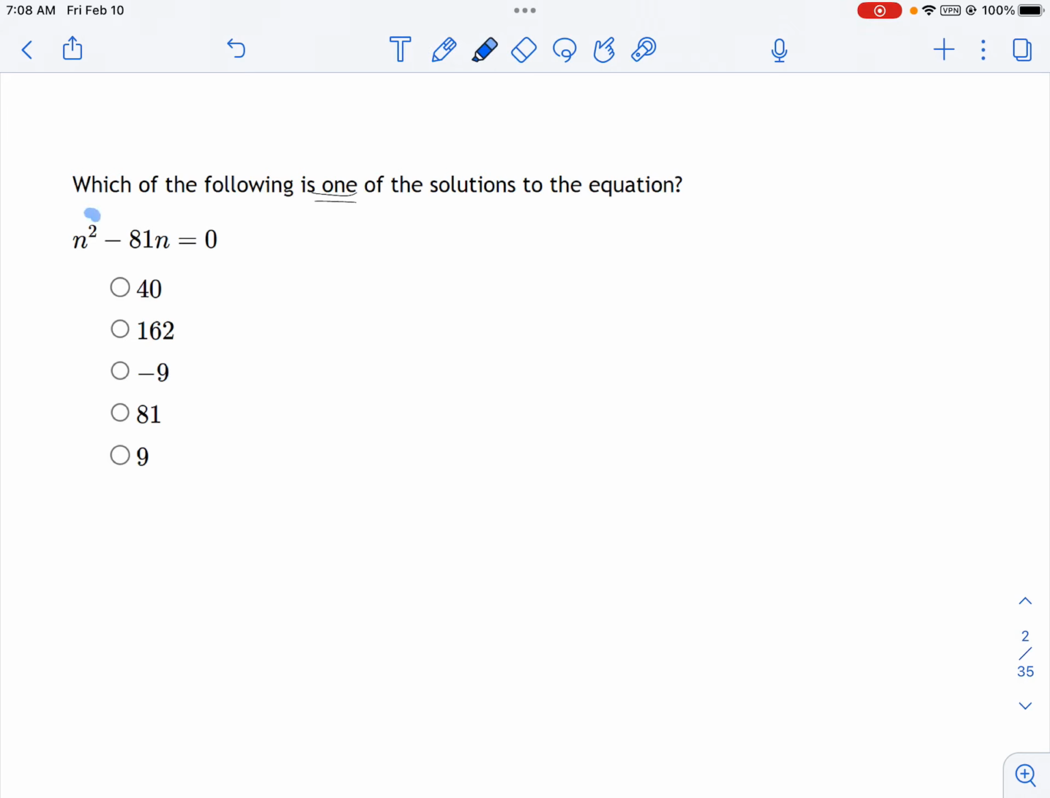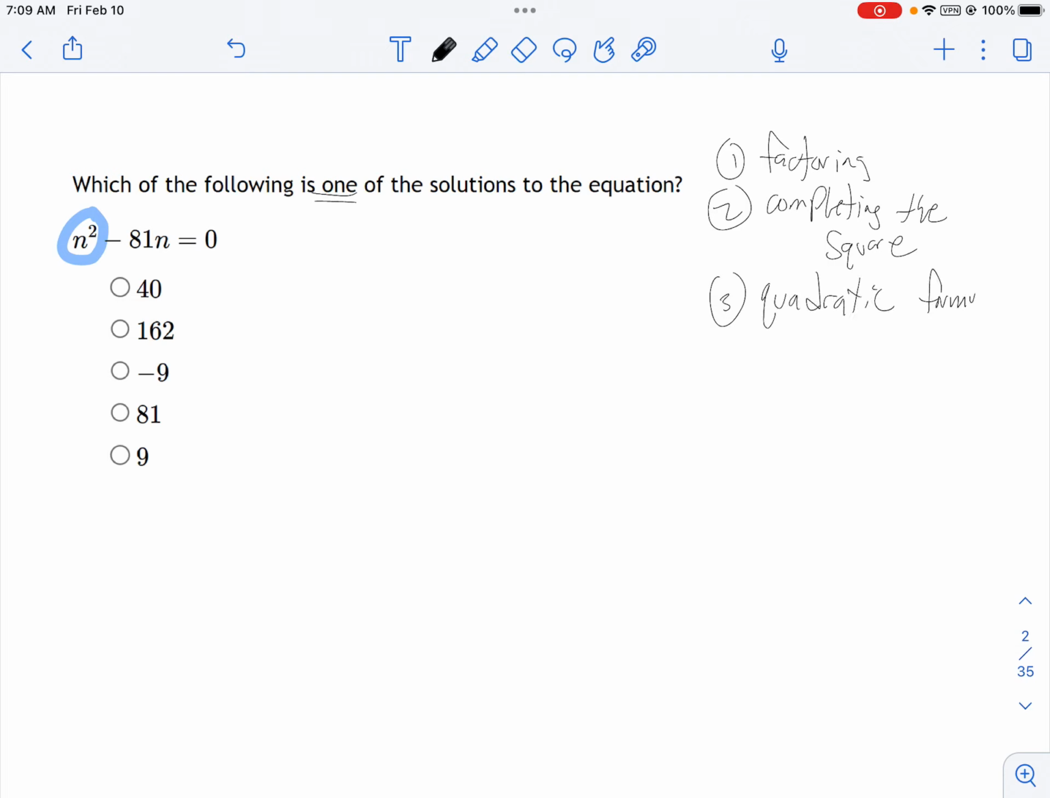For this equation, we have an n squared, and as soon as we see that square, that means that what we're looking at is what we call a quadratic. Now, a quadratic has a couple of ways you could solve it. You could solve it by factoring. You could solve it by completing the square. You could solve this by quadratic formula. Okay. Now there is a fourth method to solving, but in this particular case it's not going to apply. So for this problem there are three methods of solving.